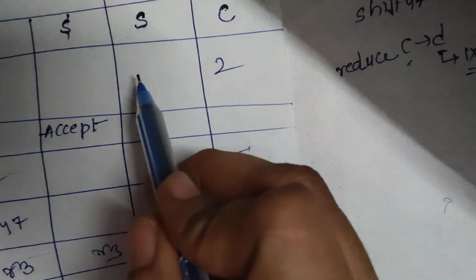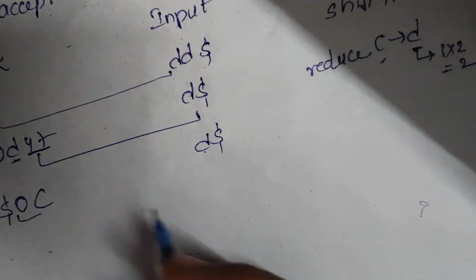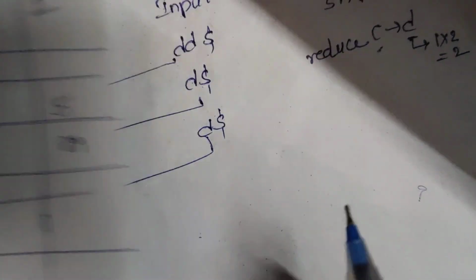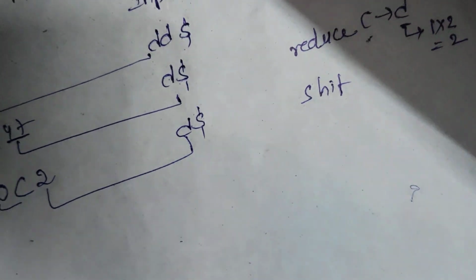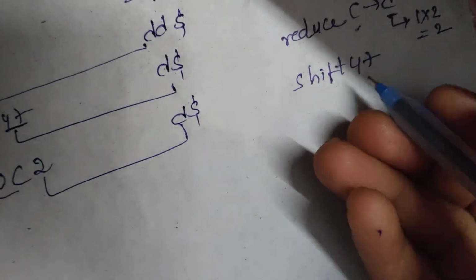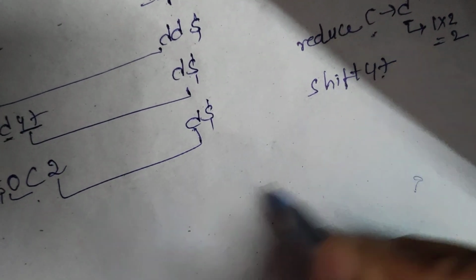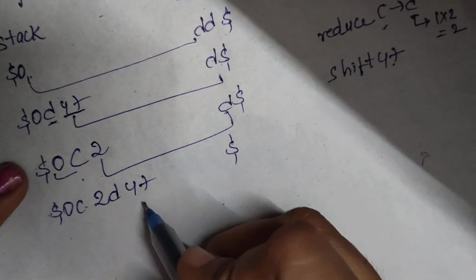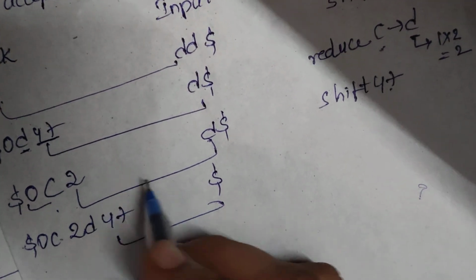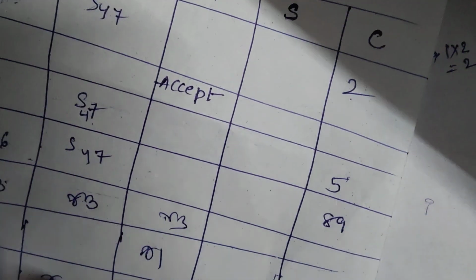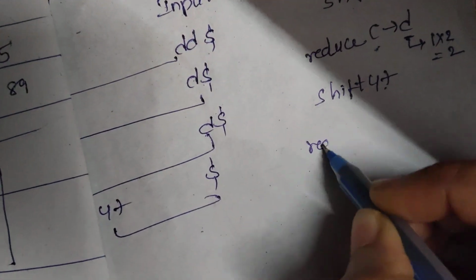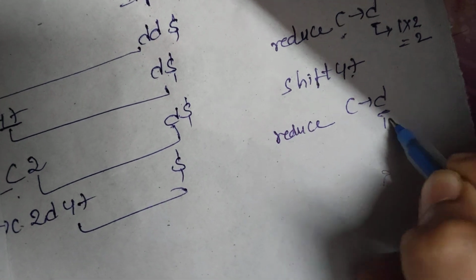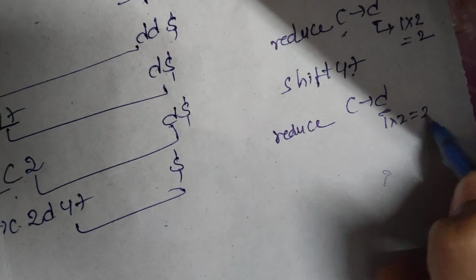So capital C and D, do we have it in the table? No, right? We don't have it in the table. So what you need to do is check for 0 and C. 0 and capital C is 2. So write 2. 2 and D, what is 2 and D? Shift 47. Now you need to shift this D here and 47 this side. So after shifting we are getting like this.